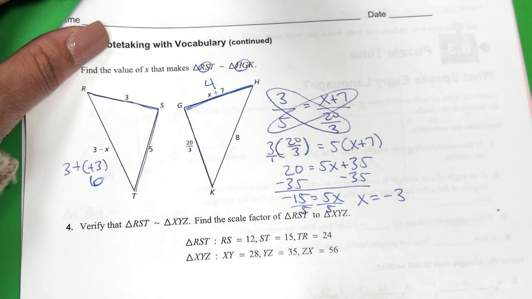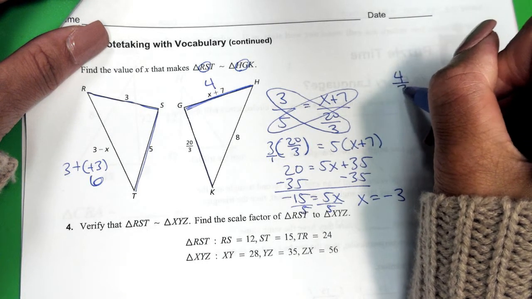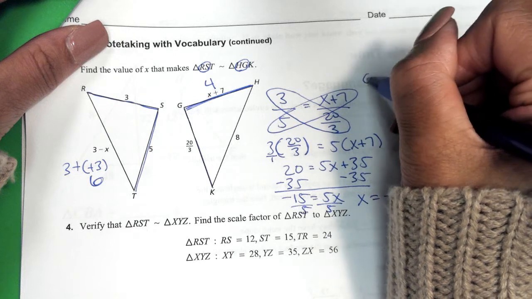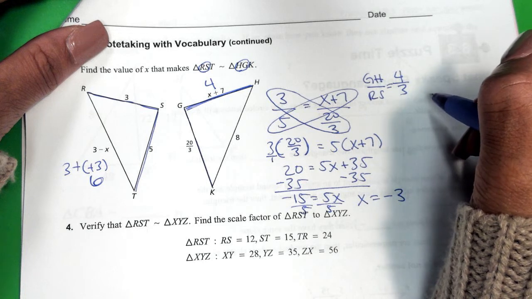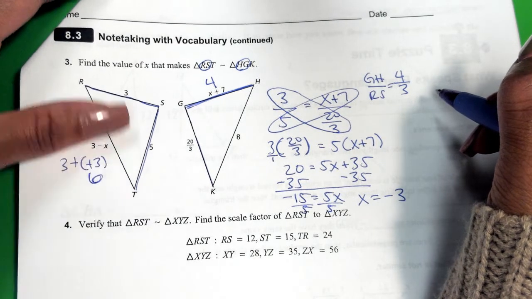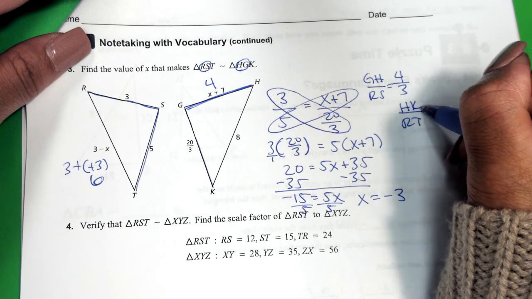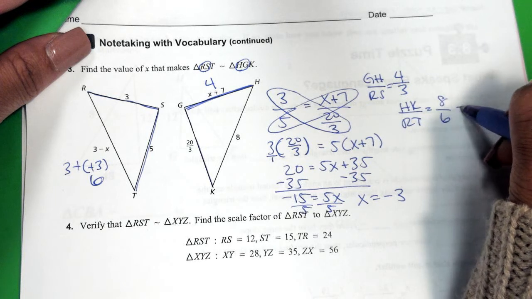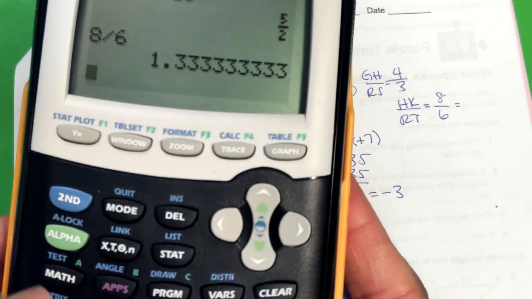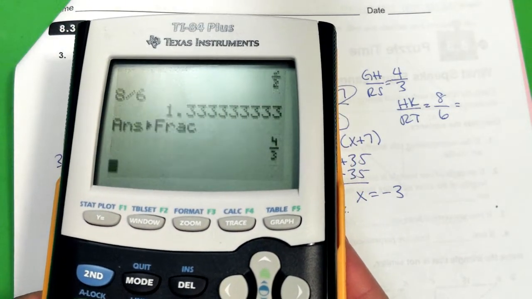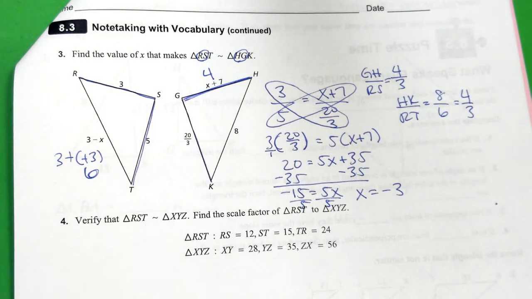So let's see if our scale factors match. So I have 4/3 because we had GH or HG over RS. And then let's see if we can match RT at the bottom and then HK on top. So HK is 8, bottom is 6, and let's see if we reduce it down. So we have 8 divided by 6, and I still end up with 4/3, so x equals negative 3 does prove that this works.